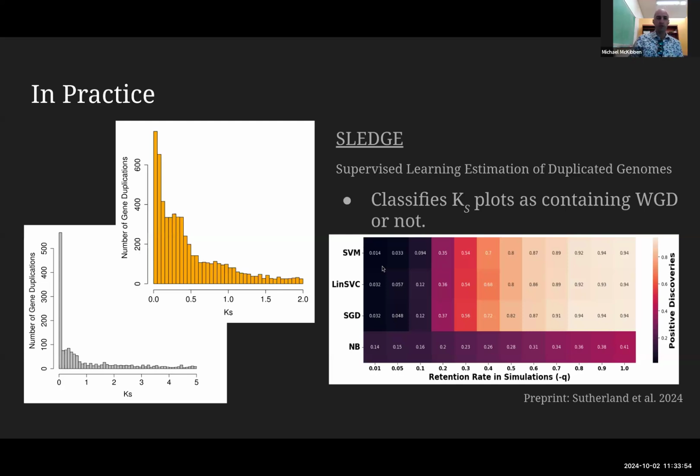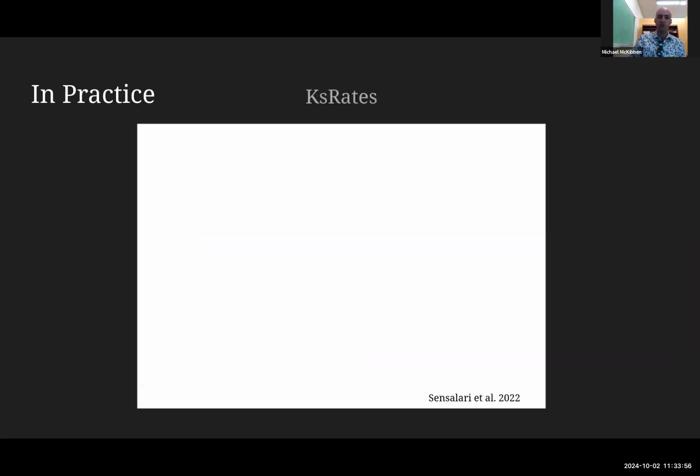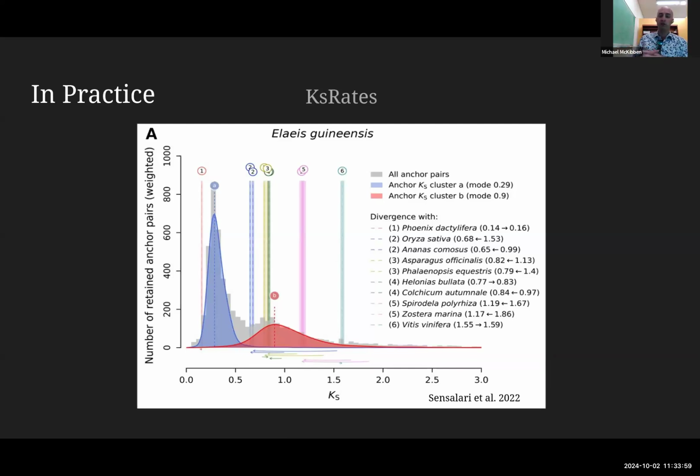Now, regardless of what method you choose, once you've found a whole genome duplication, you can try and find when it occurred in a phylogeny using a tool like KS rates. So KS rates uses a series of mixture models fit to the distribution to find our peaks associated with the paleopolyploidies. And then you can compare those peaks to the divergence of orthologs with different outgroups to figure out whether or not those whole genome duplications are shared. KS rates is a particularly powerful approach at doing this because it also allows for rate corrections, given that there's heterogeneity in the synonymous divergence among different taxa.